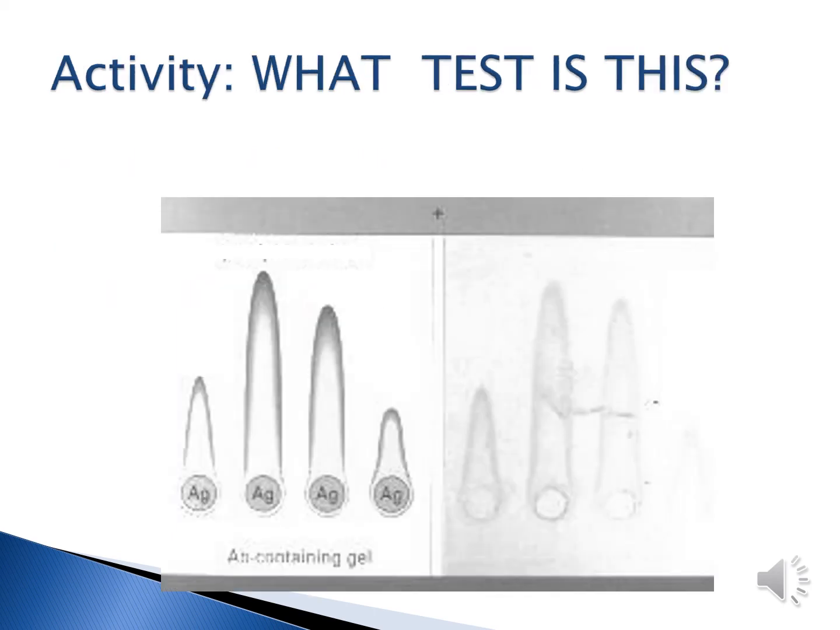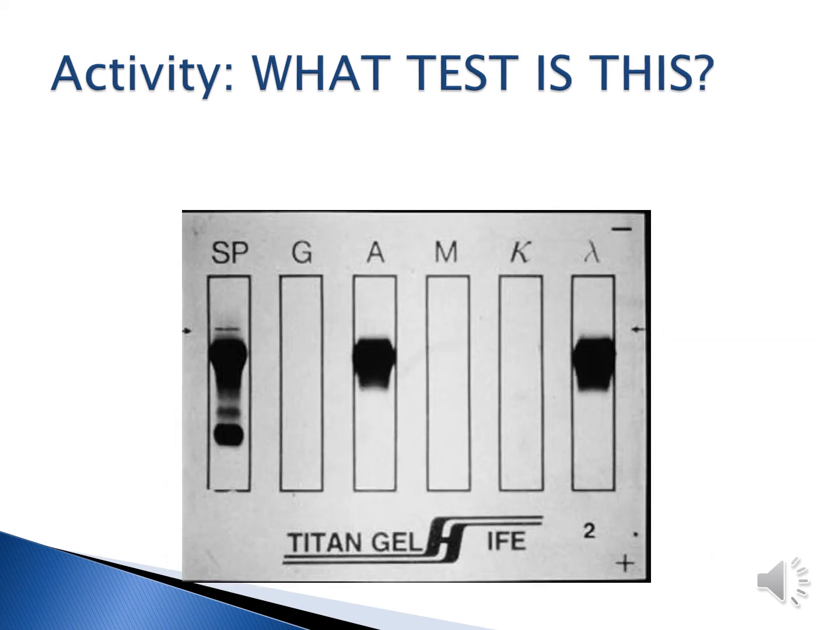In the next few slides, I'm going to be showing you pictures and questions. I'll read the question, then kind of give you a minute to answer, and then we'll move on to the next slide. So what test is this diagram showing a picture of? This would be rocket immunoelectrophoresis. All right, next. What test is this showing? This would be IFE, or immunofixation electrophoresis.